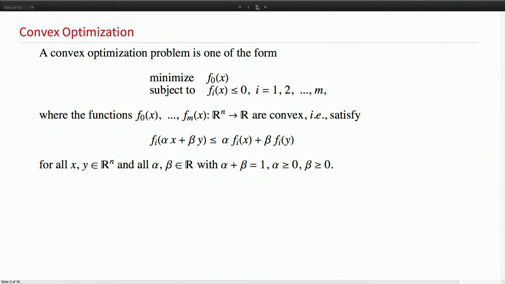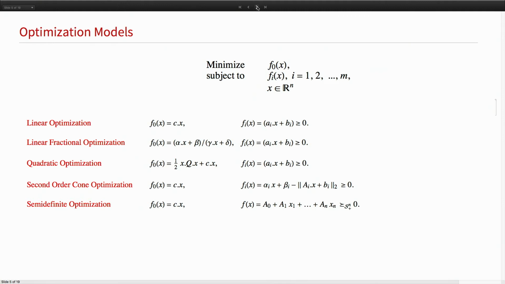What makes a problem convex is that these functions f naught and fi follow this condition, this rule. One of the important things is that when a problem gets classified as a convex problem, as Rob mentioned, the solution that you get is going to be a global solution. It's the best possible solution you're going to get. And in the framework of this convex optimization, there are different models that come up.